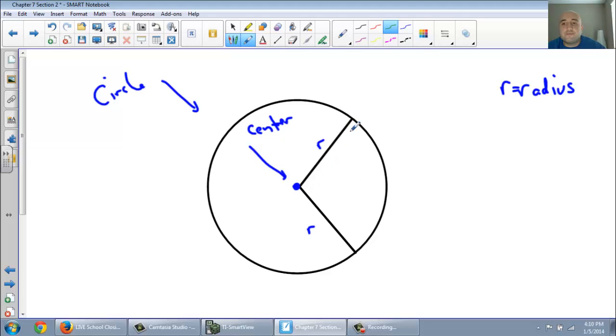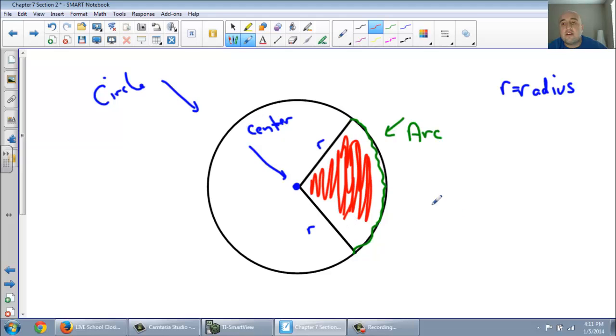This squiggly line here is called an arc. That portion of that circle, that part of the circumference, is called an arc. And let's see what else we can talk about here. This portion that I'm shading in is called a sector, and really it's a piece of pie. The piece of pie that we take out of a circle is called a sector.